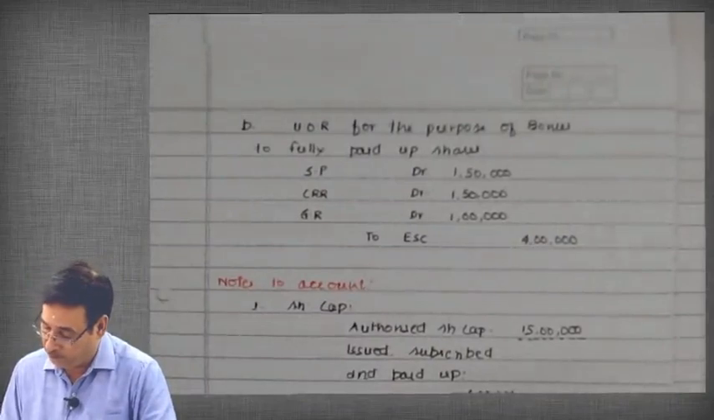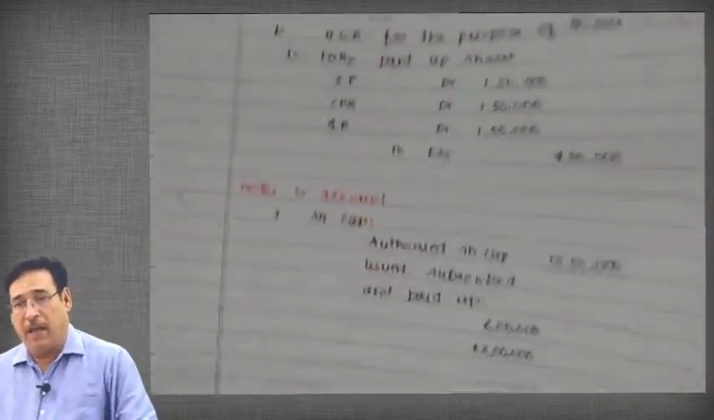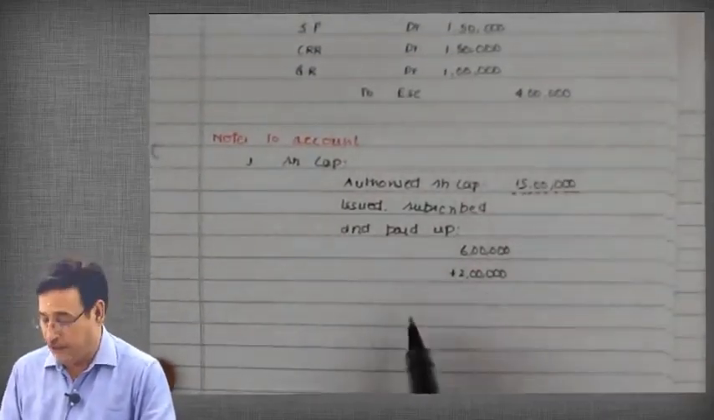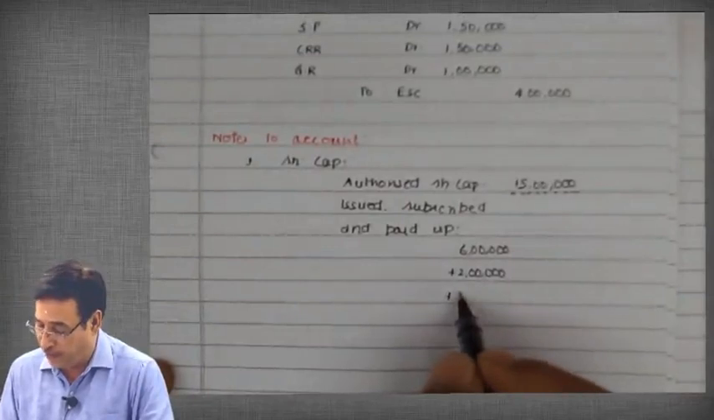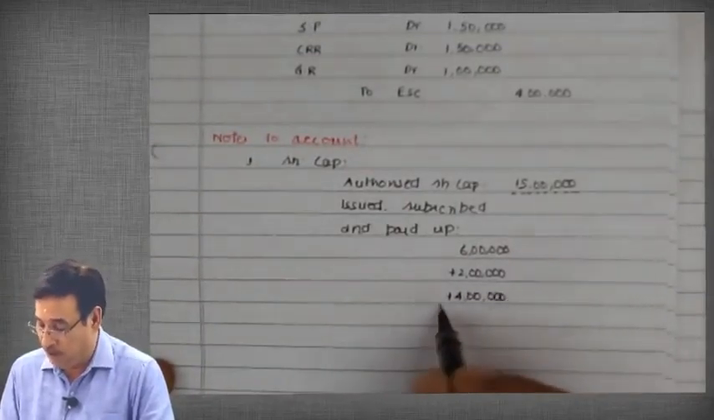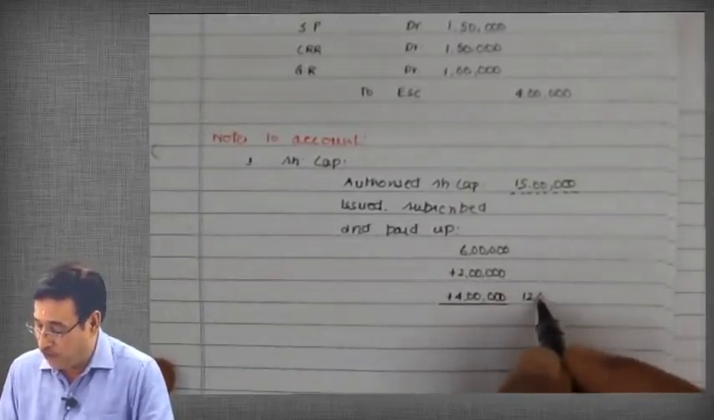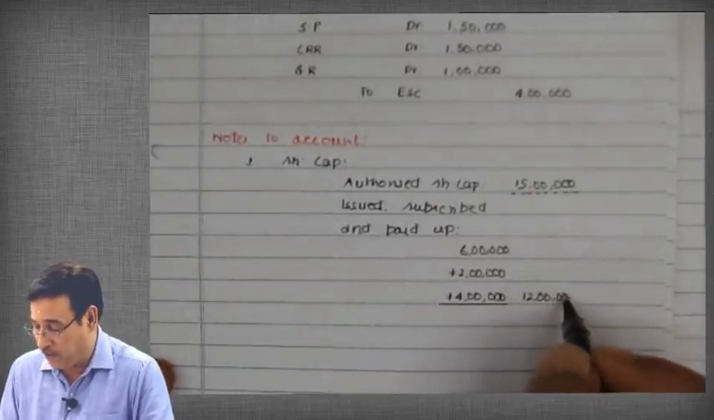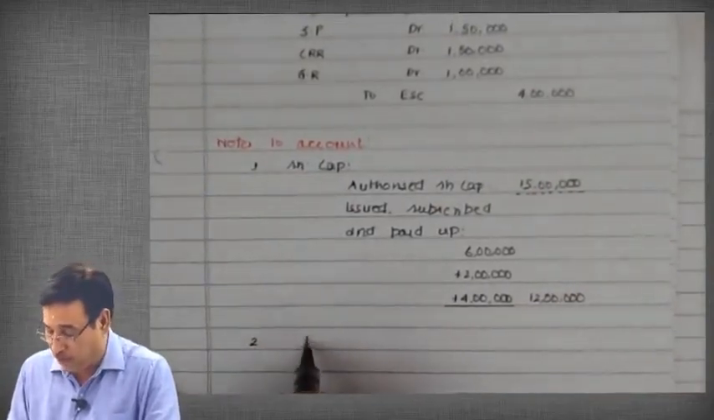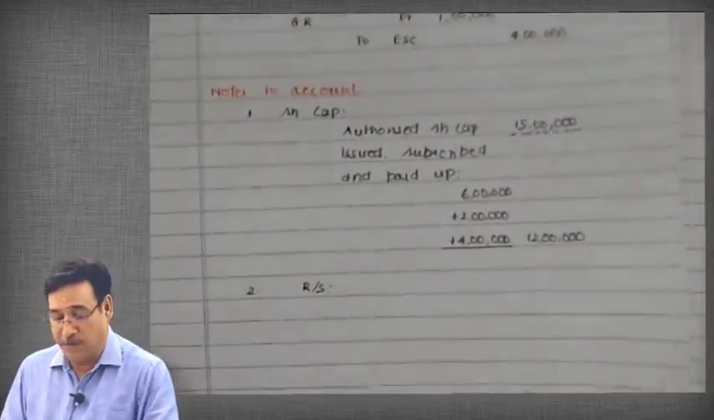Correct? Now entry number B states that equity share capital is getting a credit of rupees 4 lakh. So I am going to add 4 lakh. So now my share capital is worth rupees 12 lakhs after the bonus issue. Note number 2 is with respect to reserves and surplus.